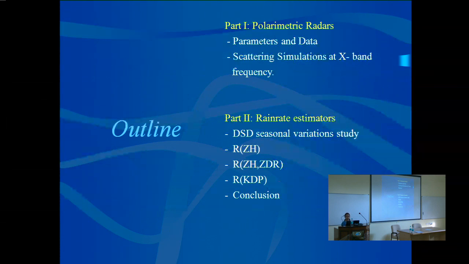So this is the outline of my work. I'm going to talk on polarimetric radars, just one line, and then the parameters that come from polarimetric radars, and the data and the scattering simulations I've done for the estimation of my polarimetric parameters. Then the second part comes the rain rate estimators, and I'm going to talk about the DSD seasonal variations. Of course, this morning I have learned that the terminology southwest and northeast monsoon can be corrected in future. And then the three polarimetric estimators. First one is R(Z_H), which is the single polarized rain rate estimator, the second is rain rate using two parameters, and third is KDP, and finally I'm going to conclude.